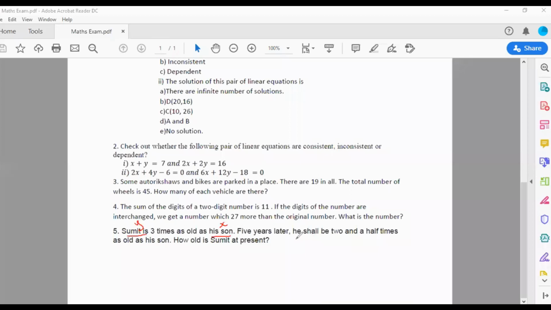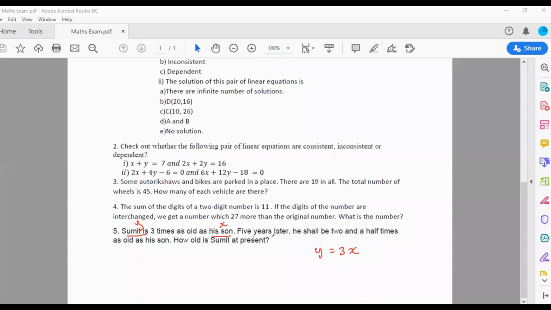Okay, so if I choose y as Sumit's age and his son's age as x, you will get the first equation as y is equal to 3x. No problem if you choose Sumit's age as x and son's age as y, you will get x is equal to 3y. The final answer will be the same. Okay, then next one, after 5 years, he shall be 2.5 times as old as his son.